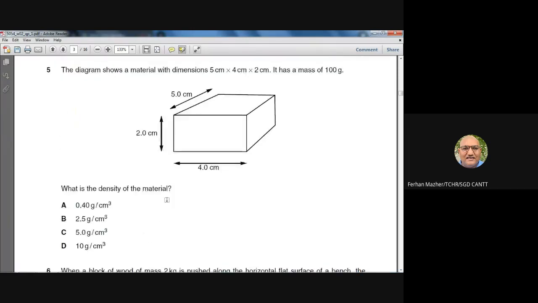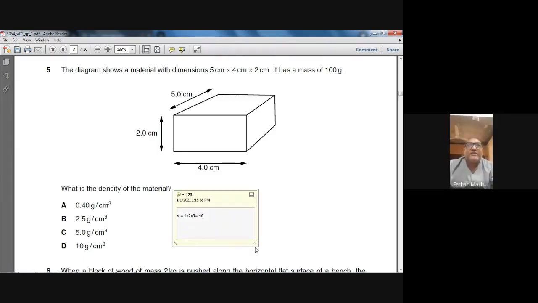Now we come to the next question, question number 5. The diagram shows a material with dimensions 5 centimeters, 4 centimeters, 2 centimeters. It has a mass of 100 gram. What is the density of the material? Very simple. First of all, I need to find out the volume. The volume is equal to length multiplied by width multiplied by height. So that will be 4 multiplied by 2 multiplied by 5. That is 40, so the volume will be 40 cubic centimeters.